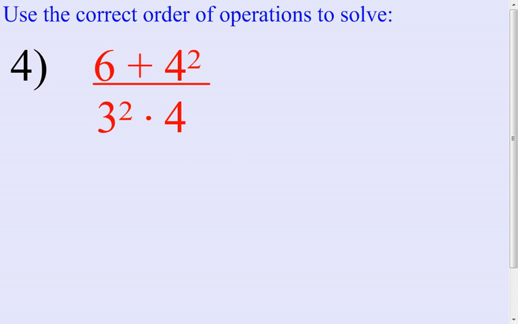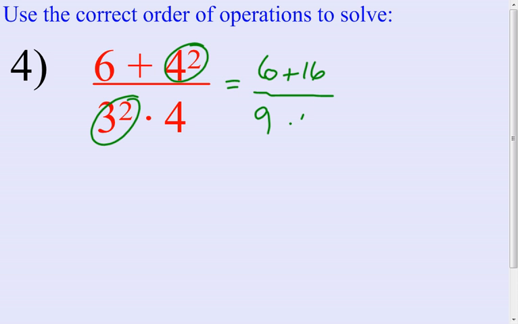All right, here we go. Parentheses, I don't have any, but I do have some exponents, so I'm going to take 4 squared, which is 16, and then 3 squared is also an exponent, that's 9. Okay, then I want to multiply and divide left to right. This one's tricky because it goes up and down, but we'll get this into a simplified fraction first. So 6 plus 16 we know is 22. And then 9 times 4 is 36.